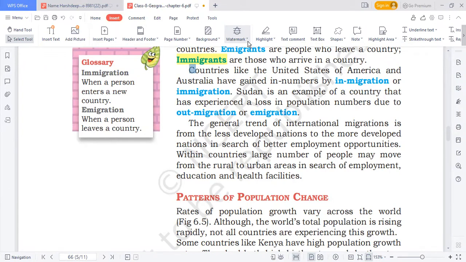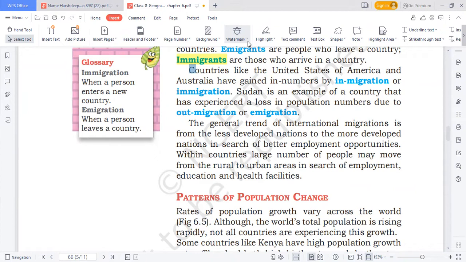Second, political stability. Political stability means the government is stable and can run for a period of 5 years. After 5 years, elections are held. In such areas, the population prefers to live.